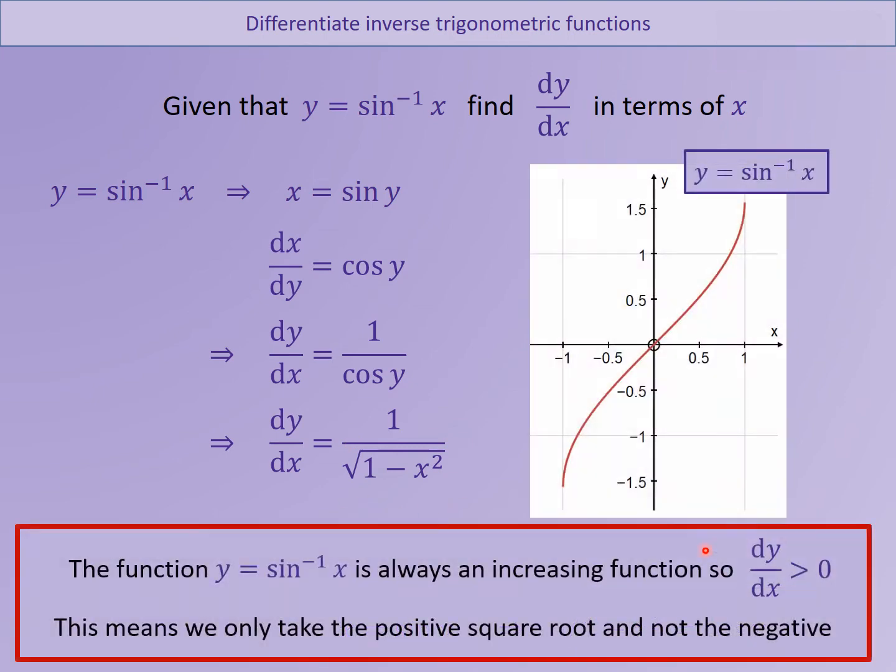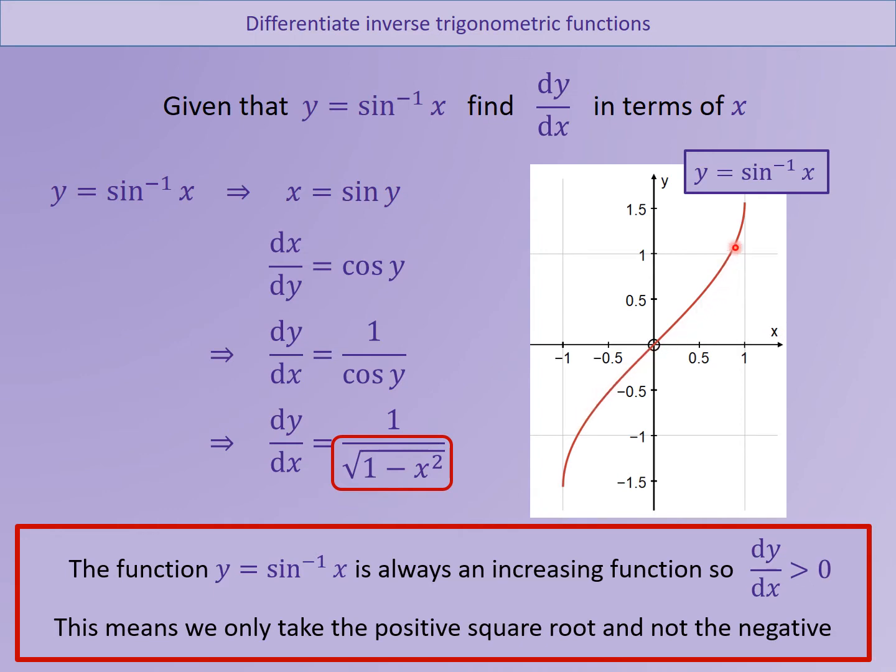Okay, so let's answer that question of why it is positive. Why do I ignore the negative? Well, if we have a look at the sine to the minus 1 function, there's the sine to the minus 1 of x, it's that function just there. Notice that I'm actually looking for the gradient function. If you look at the gradient of it, notice that if you were traveling from minus 1 across to 1, you are always going upwards.